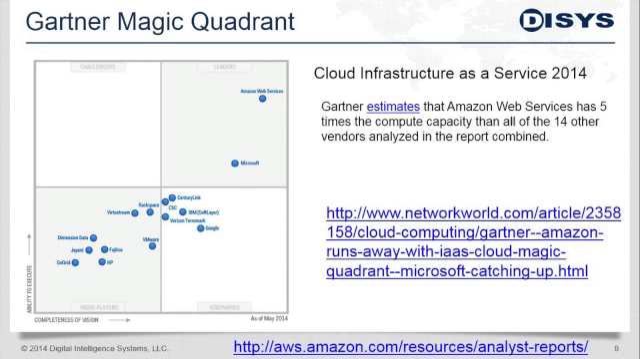So, taking a moment here to understand Gartner's Magic Quadrant: in recent surveys, Gartner estimates that Amazon Web Services has 5 times the compute capacity of all of the 14 other vendors analyzed in the report combined. This is indeed an indicator that the scale at which Amazon is operating is massive, and AWS is known for continuous innovation.